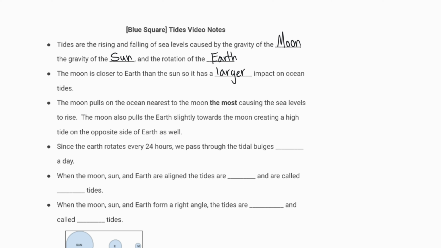The moon pulls on the ocean nearest to the moon the most, which causes sea levels to rise. You can think of the moon as the gravity is actually pulling the ocean towards the moon, and it creates a tidal bulge. But the Earth also moves slightly as well. So the Earth then moves back into that tidal bulge, and the water on the opposite side from the moon stays put. So we get tides on both sides.